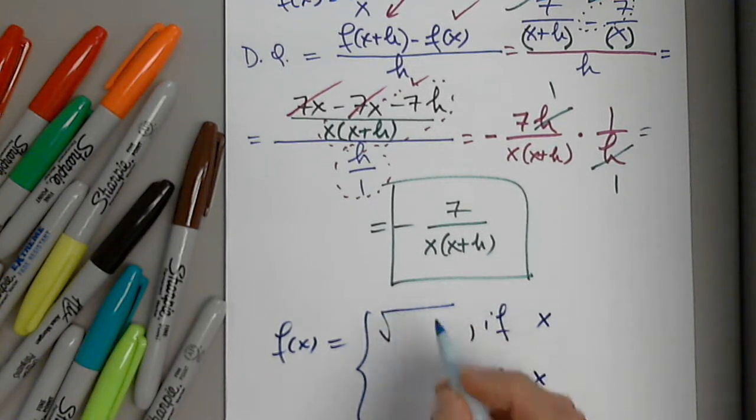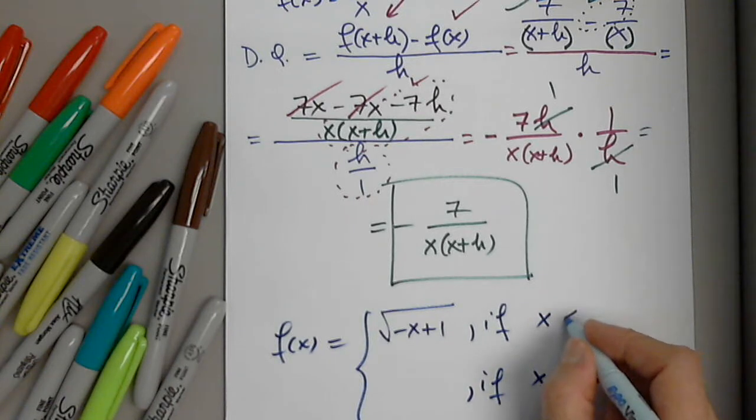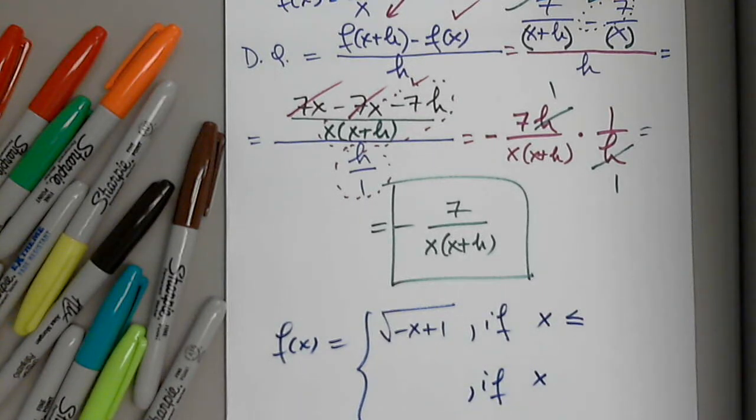Okay, I will. So let's say the square root of negative x plus 1 for x less than or equal to 0. And let's say 2x plus 4 for x greater than 0.